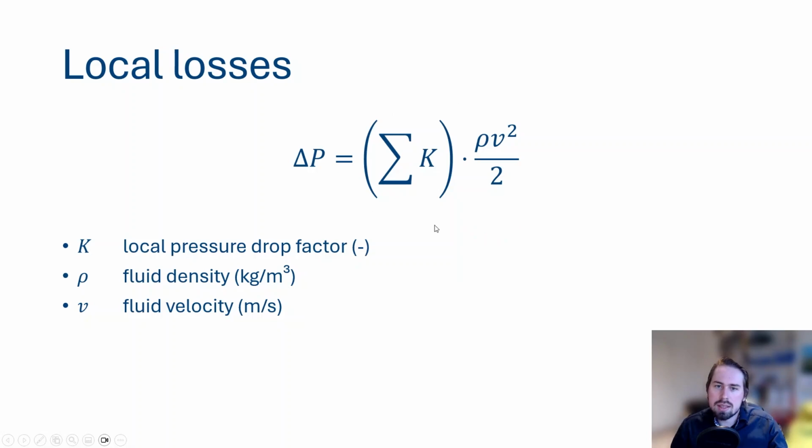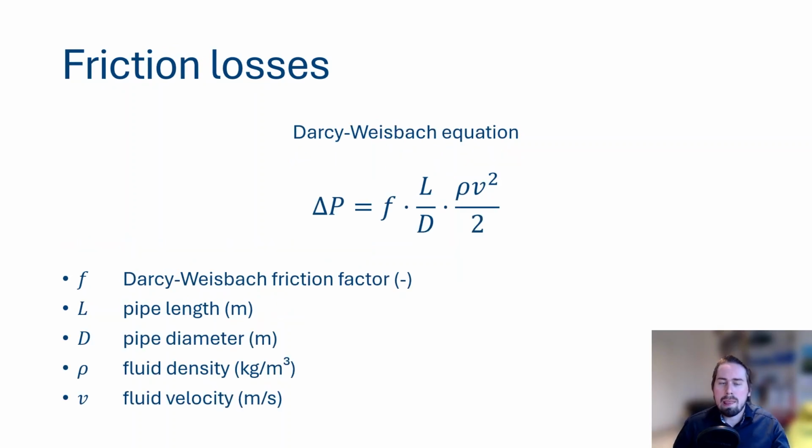So this is the formula how you can take into account your local losses. On the other hand, you have what's called friction losses. And this one is slightly more complicated. In order to take into account the friction losses or the major losses, there is something called the Darcy-Weisbach equation, which looks like this.